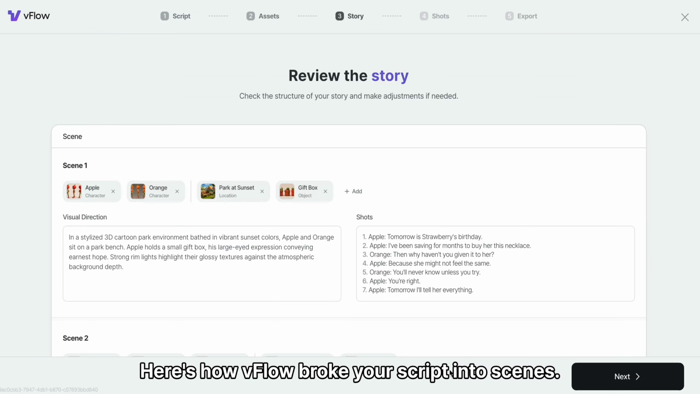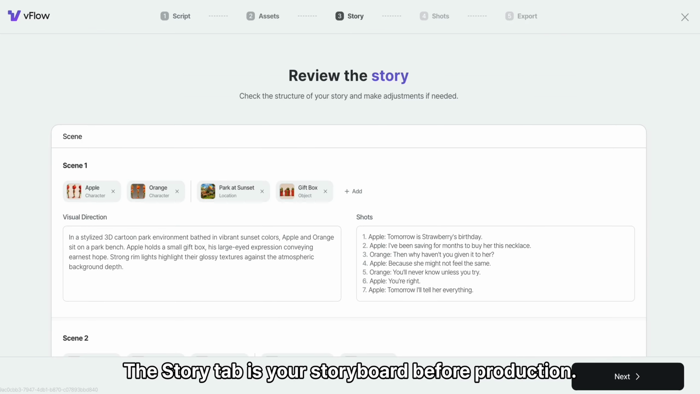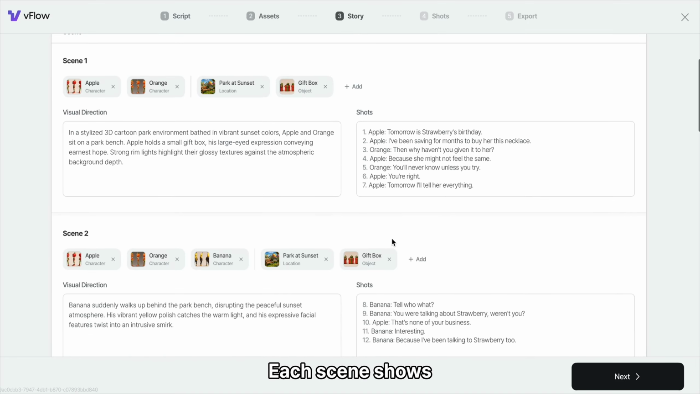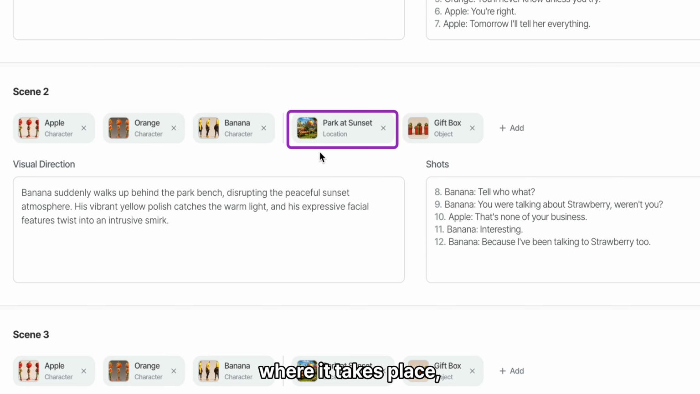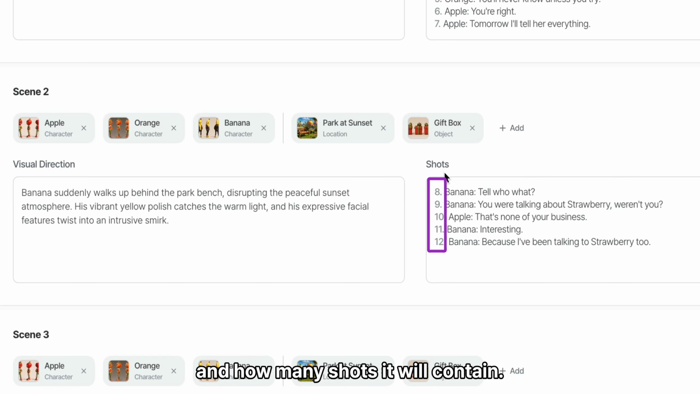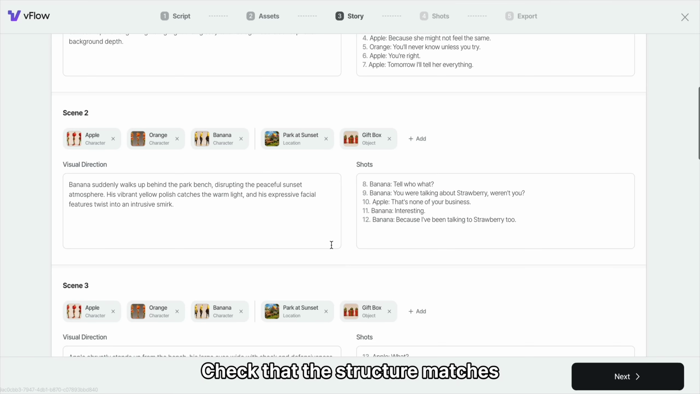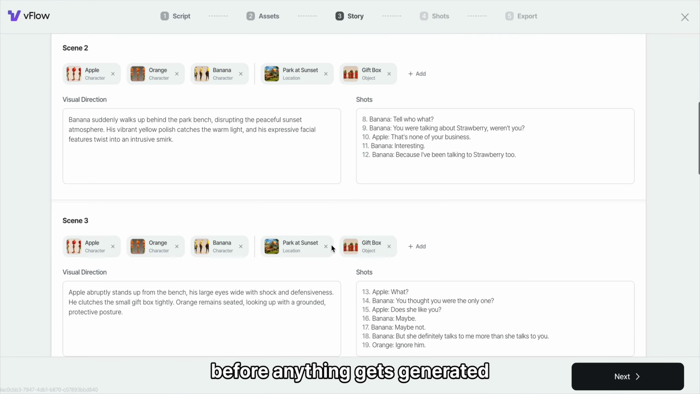How vFlow broke your script into scenes. The Story tab is your storyboard before production. Each scene shows who is in it, where it takes place, and how many shots it will contain. Check that the structure matches what you had in mind before anything gets generated.